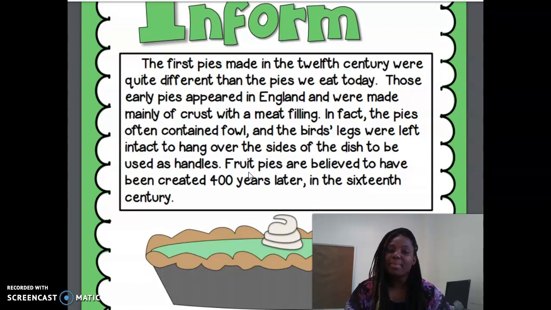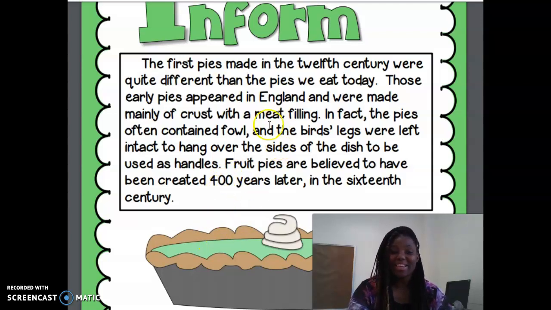The first pies made in the 12th century were quite different than pies we eat today. Those early pies appeared in England and were made mainly of crust with meat filling. In fact, the pies often contained fowl. The bird's legs were left intact to hang over the sides of the dish to be used as handles. Fruit pies are believed to have been created 400 years later in the 16th century.